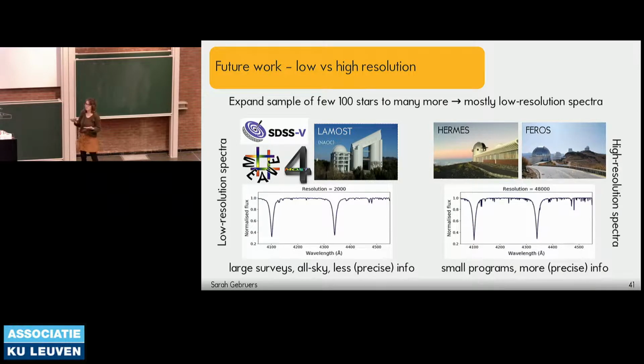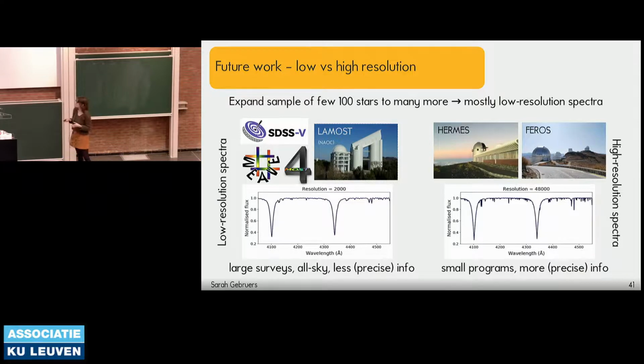We have spectra available for many, many more stars, but most of them are in low resolution surveys. And while these are very nice, if you compare the quality of the spectrum that you get from low resolution spectra versus what we can get with Hermes and Pharos, you can see that the number of lines is limited. There are a lot of blends in there, so you can get less precise information out of them.